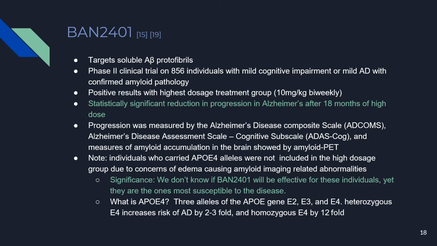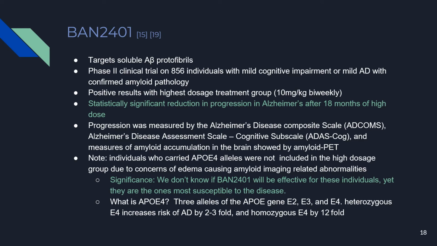The highest dosage treatment group, which was given 10 milligrams per kilogram of body weight biweekly, showed statistically significant efficacy in slowing the progression after 18 months. The efficacy was measured by the Alzheimer's Disease Composite Score, the Alzheimer's Disease Assessment Scale Cognitive Subscale Score, and amyloid PET scans showing reduced brain amyloid accumulation.